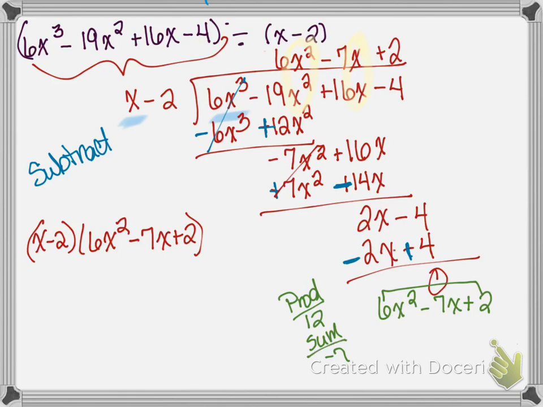I don't know why I keep saying negative 6. 3 and 4. What kind of 3 and 4? Negative 3 and negative 4. Okay, so I'm going to have 6x squared minus 4x minus 3x plus 2. What comes out of both of those?